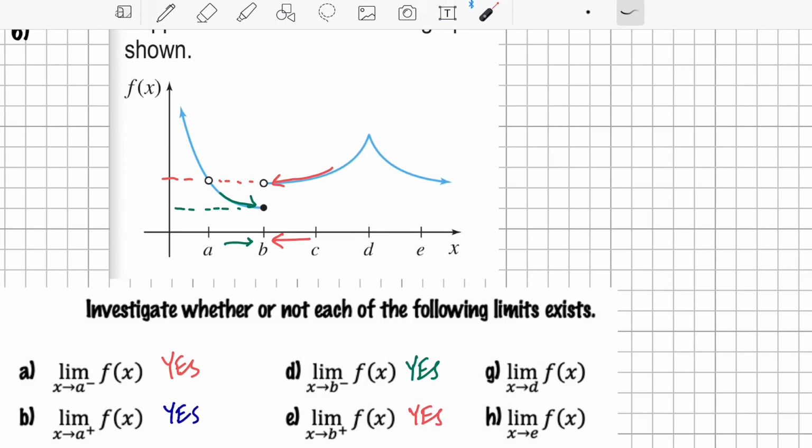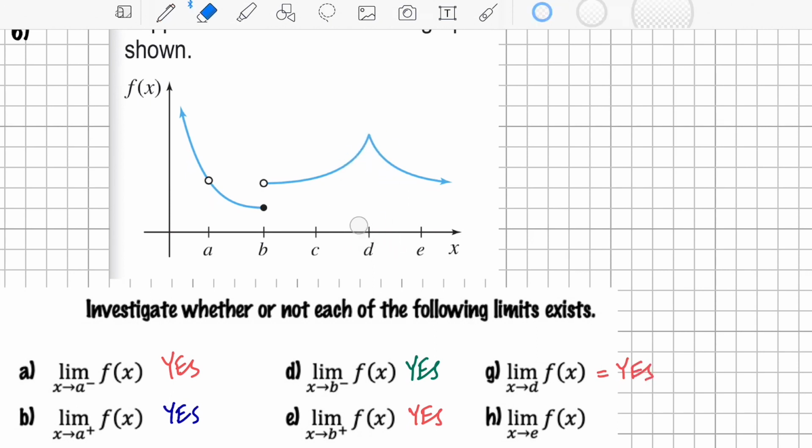So now let's look at d. We were going to approach d. Now that tells me that I have to approach from both sides. It doesn't tell me from the right or left, so I have to do both sides. So let me erase this. Okay, so now let's approach d from the left. So as I approach d, and then approach it from the right, are we approaching the same y value? Yeah, so that means it does exist, yes.